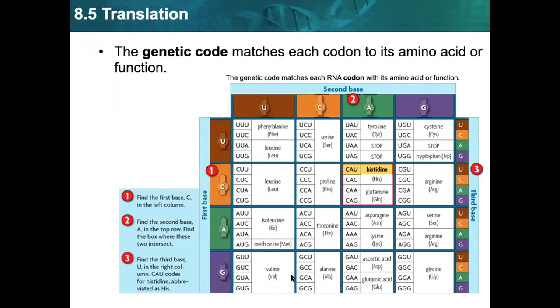Genetic code, which we're seeing right here in this chart, tells you what codon matches up with what amino acid. So this gives you the letter sequence, the 3-letter sequence of each amino acid, all the combinations possible, and what amino acid you would see from those 3-letter sequences.